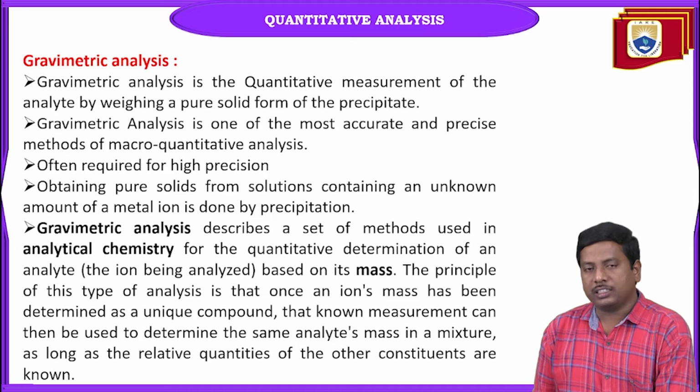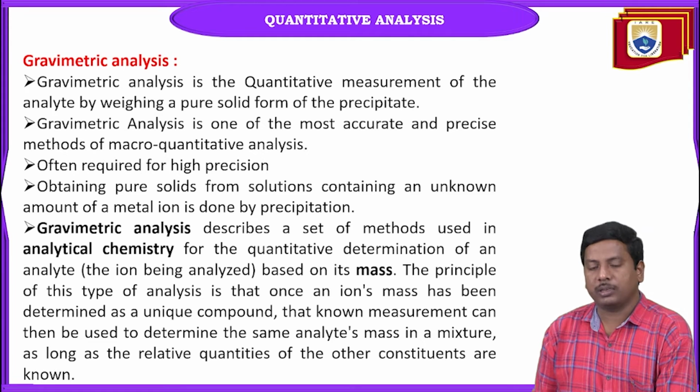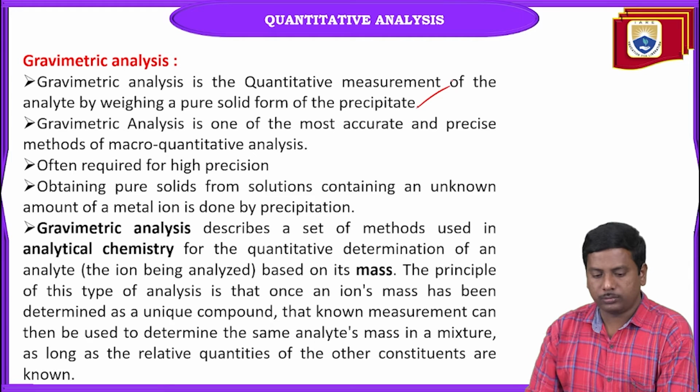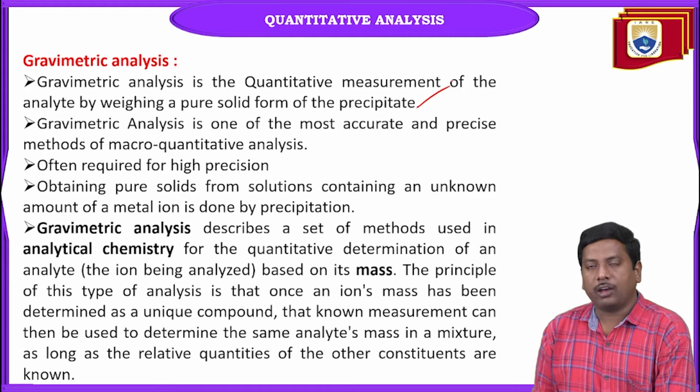Okay, and the resultant compound is in the form of an insoluble compound. An insoluble compound is nothing but a precipitate. Okay, next, gravimetric analysis is one of the most accurate methods. Accurate means exact, and precise means specific, for the methods of macro quantitative analysis.